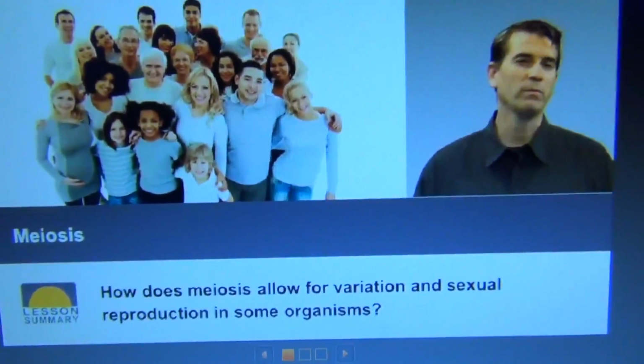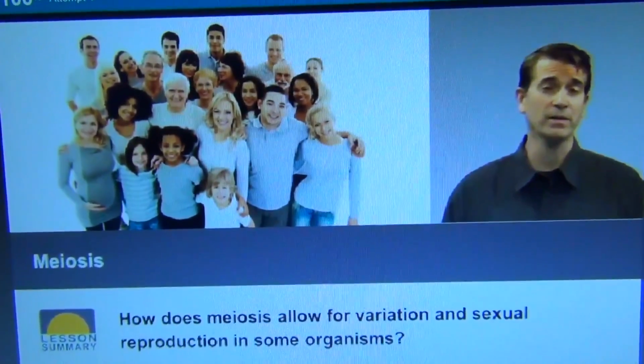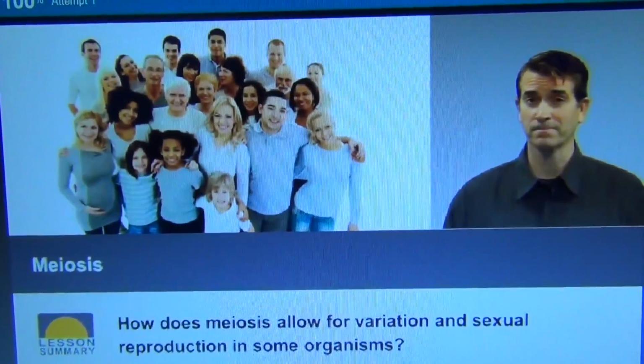Now let's review what we've learned about meiosis and how variation and sexual reproduction varies amongst certain organisms.